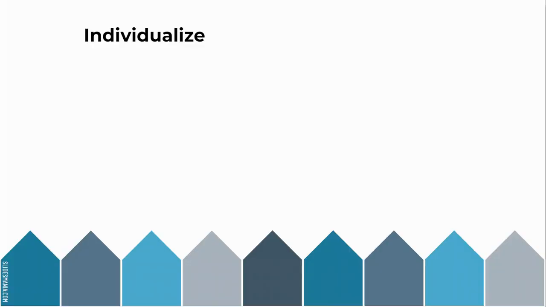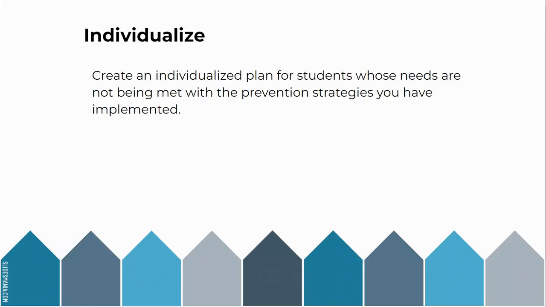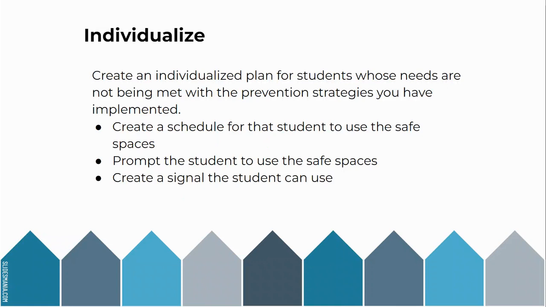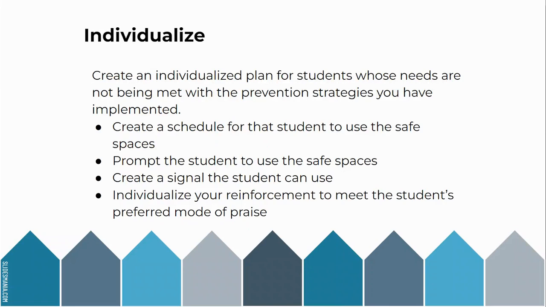The next step is to individualize as needed. Create an individualized plan for students whose needs are not being met with the prevention strategies you've implemented. Create a schedule for that student to use the safe spaces if needed. Prompt the student to use the safe spaces if needed. Create a signal that the student can use, and individualize your reinforcement to meet the student's preferred mode of praise.